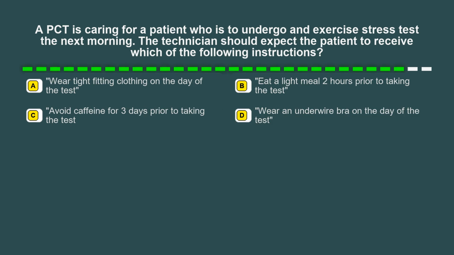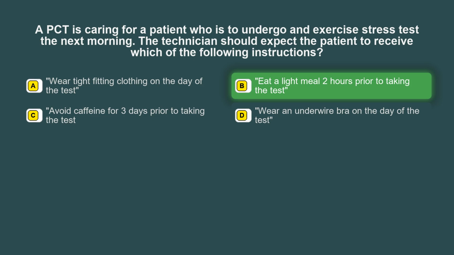Question 3. A PCT is caring for a patient who is to undergo an exercise stress test the next morning. The technician should expect the patient to receive which of the following instructions? Option A. Wear tight-fitting clothing on the day of the test. Option B. Eat a light meal 2 hours prior to taking the test. Option C. Avoid caffeine for 3 days prior to taking the test. Option D. Wear an underwire bra on the day of the test.